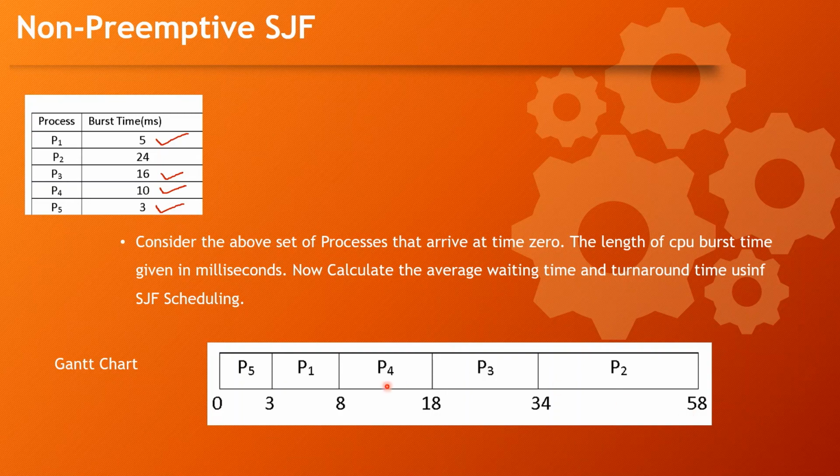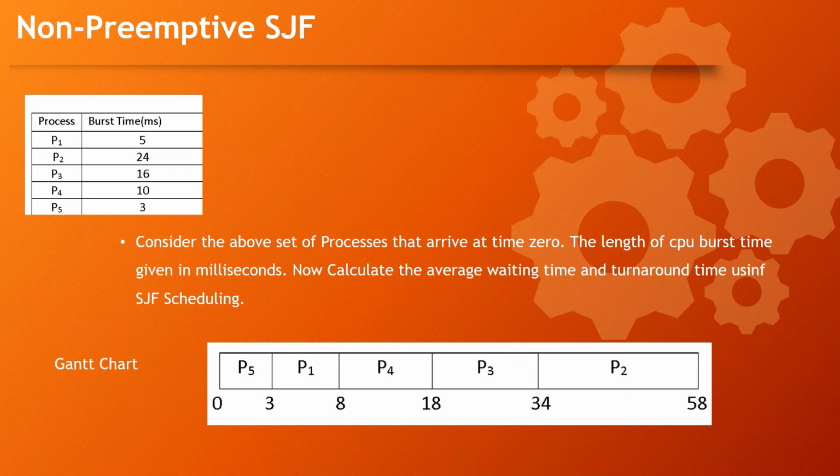I guess it is clear how to put the Gantt chart. It is different from first come first serve, FCFS. It is simple if the arrival times are not given. If the arrival times are given, the calculations are going to be something different, which we'll see in the next example.